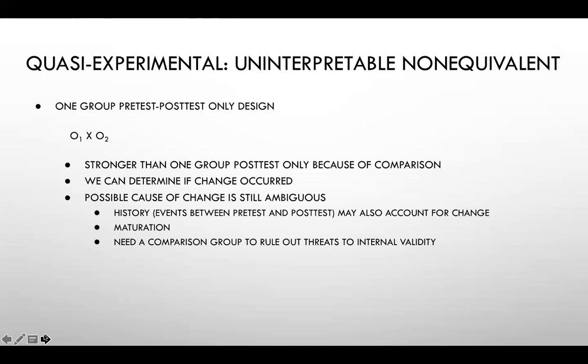Next, we have one group pre-test, post-test only design. And this is stronger than one group post-test only because you actually have something to compare it to. So we can determine if change occurred because we observed before treatment and after treatment. But it's possible the cause of treatment is still ambiguous. So what this means is there are other variables that we might not be accounting for, such as history, which is events happening between pre-test and post-test that may also be contributing to change, maturational processes. And so you actually need a comparison group to rule out threats to internal validity.